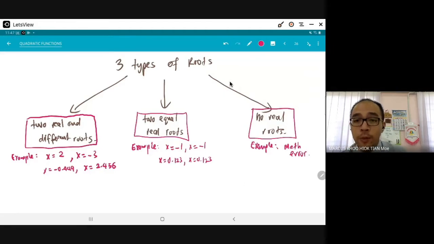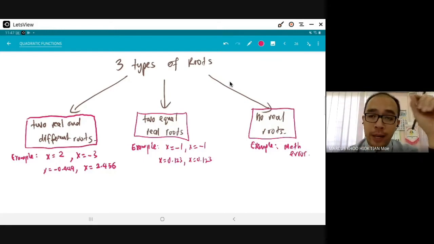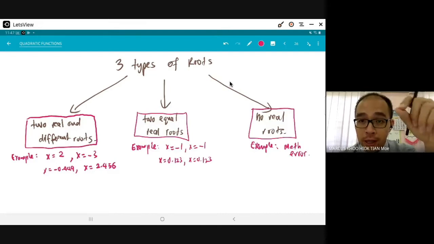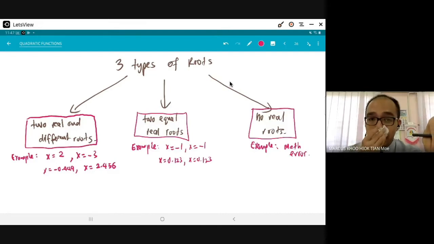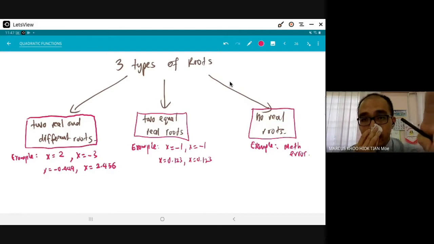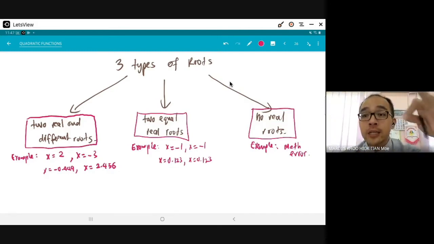Okay, kamu akan dapat jawapan yang menunjukkan math error. So, kamu tidak boleh tulis x sama dengan apa, x sama dengan apa. So, this category kita panggil sebagai no real roots. Okay, so perkara pertama yang saya mahu kamu tahu adalah ada tiga jenis punca.